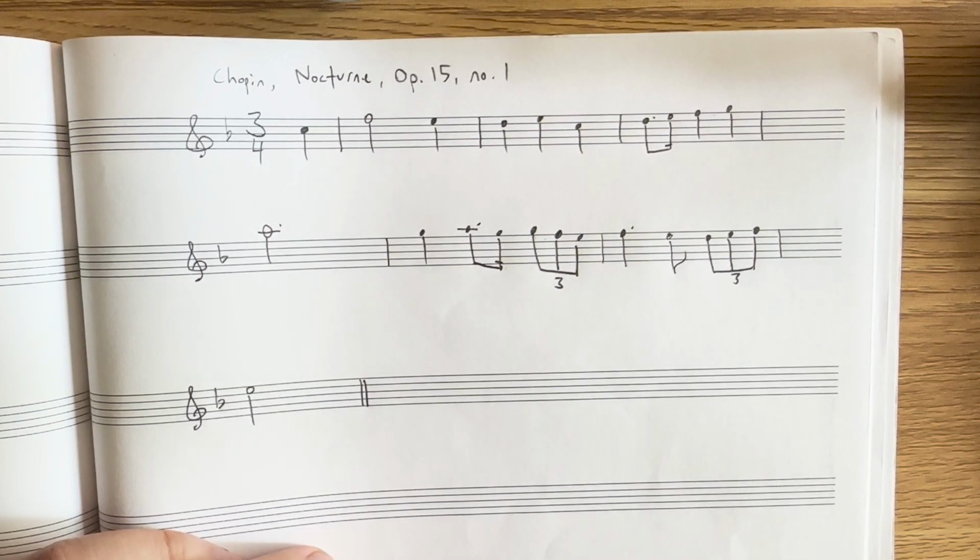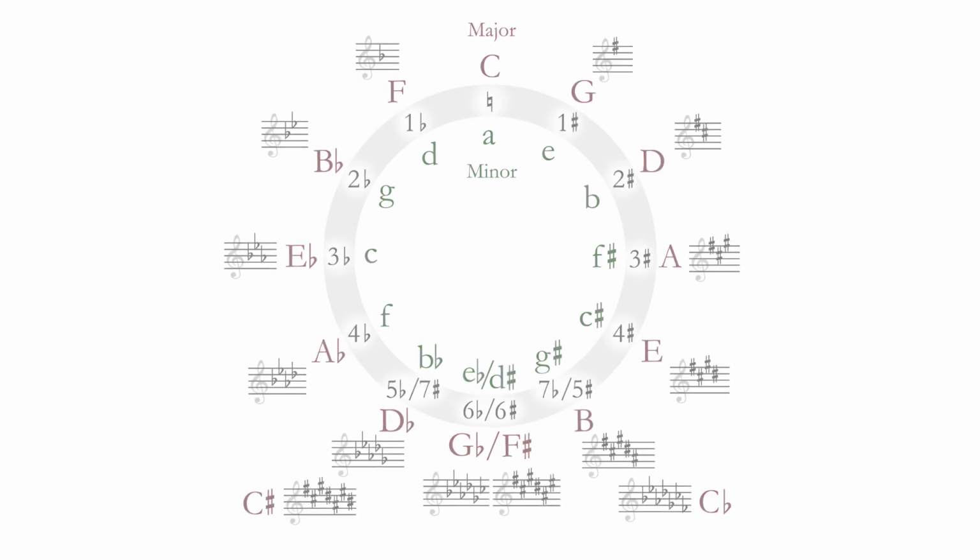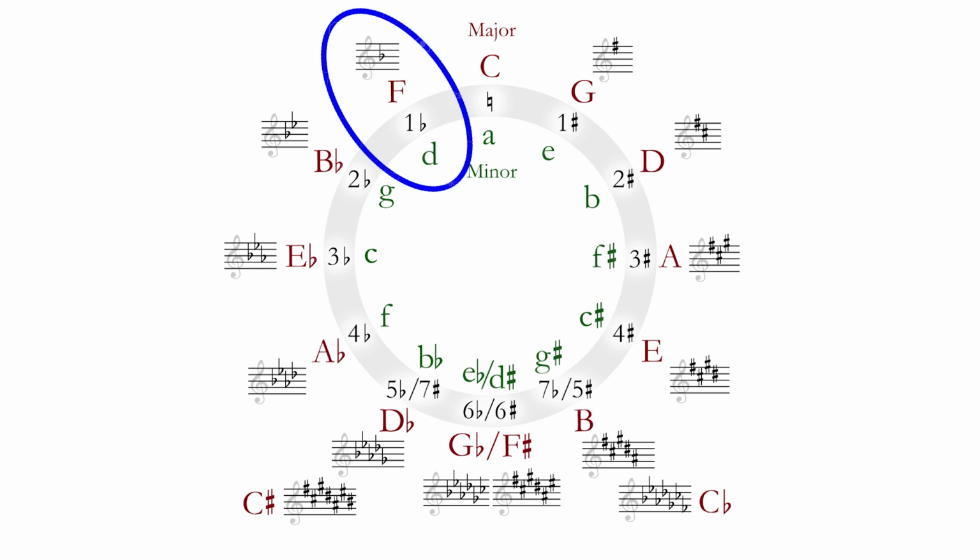Now that we've listened to the melody, let's identify some key information first. The first thing that we want to do is label the key signature. If we remember from the circle of fifths, when we have one flat, we basically have two options. We have either F major or D minor.